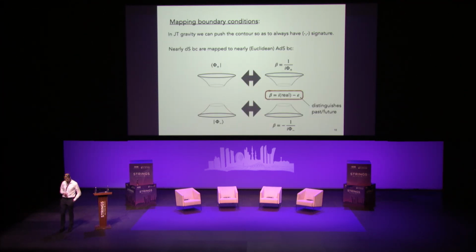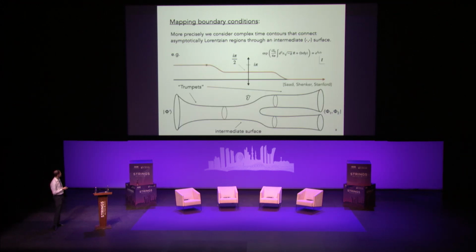Now, JT is so bloody simple, it only has moduli and edge modes. There's no propagating excitations. And so it may not be a surprise that we can push this complex time contour that I just described to something such that the surface is hyperbolic and minus.